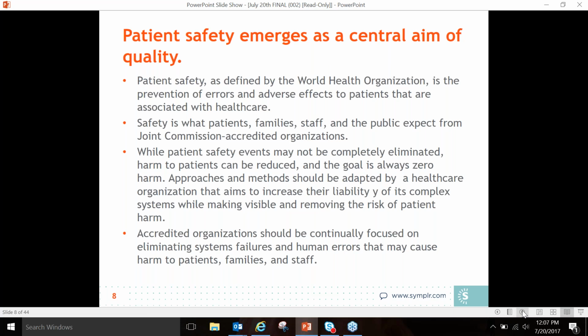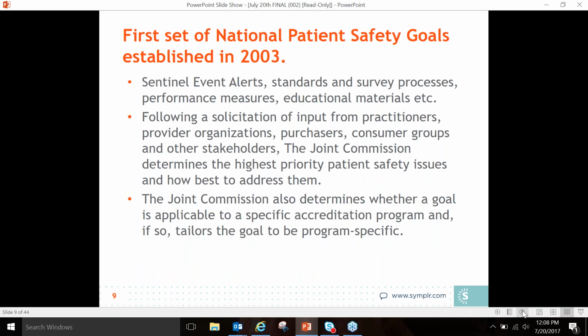Accredited organizations should be continually focused on eliminating system failures and human errors that may cause harm to patients, families, and staff. Not just patients, but your staff as well. We want to keep them safe. So all of this plays into our quality at this point.